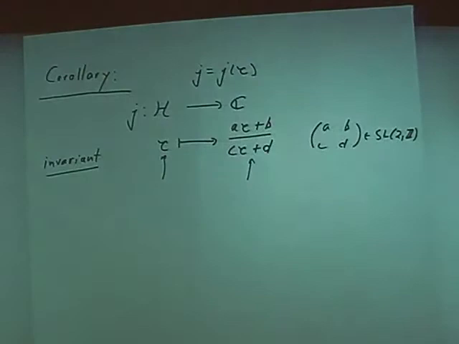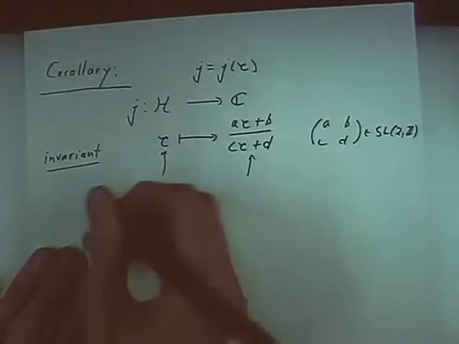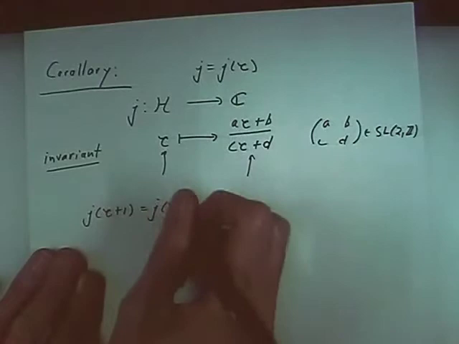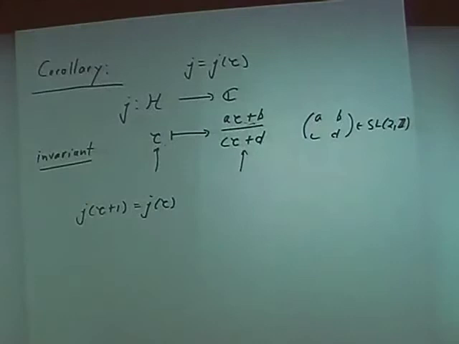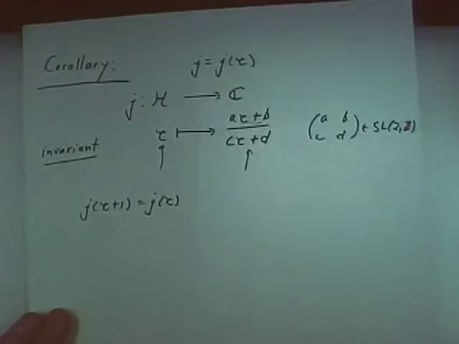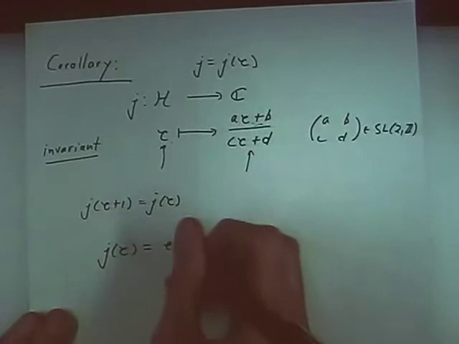Okay, and in particular, j of tau plus one is equal to j of tau, because tau goes to tau plus one is such a transformation for appropriate choice of a, b, c, d. So it has a Fourier expansion, and you can normalize the function uniquely by giving the first two terms in its Fourier expansion.